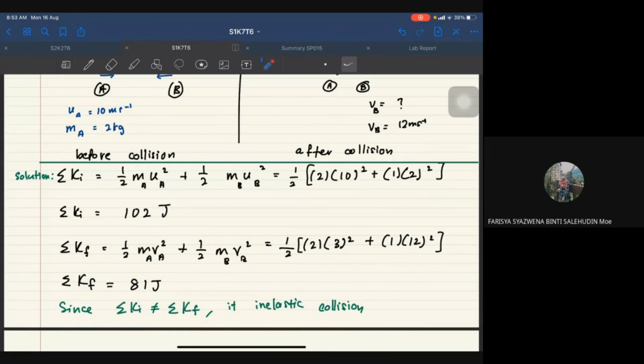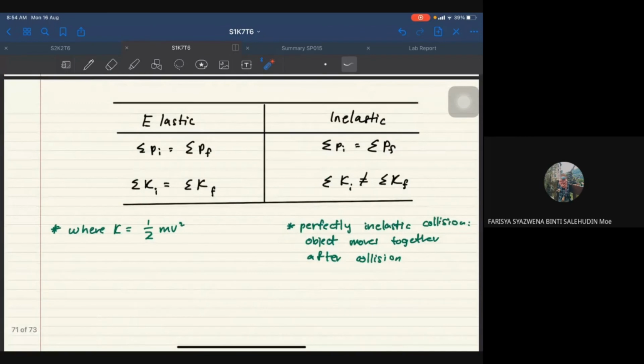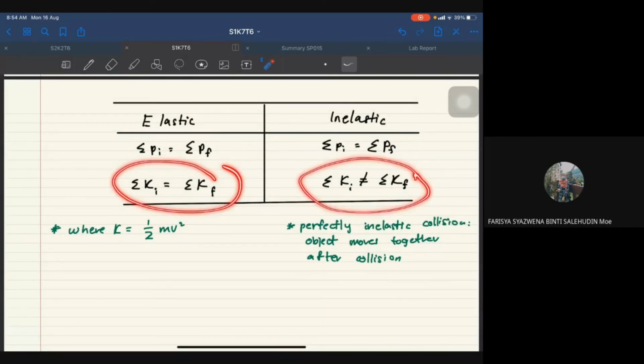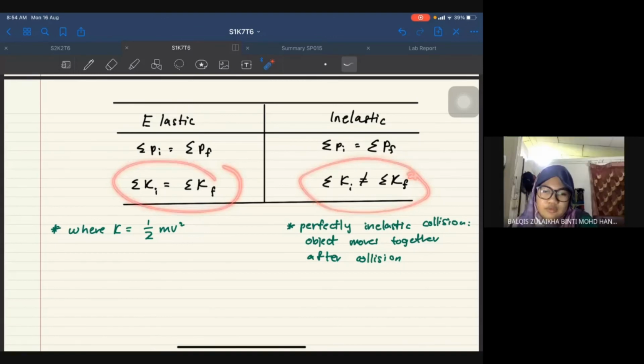And then the important thing here is that, ingat saya ulang balik, elastic or inelastic has nothing to do with the condition whether the object stick together or tak stick together. Tak ada kena-mengena. The only way to determine the elastic or inelastic is due to the kinetic energy, whether they conserve or not. Itu je. Which is going back to here lah. This is the most important part. Okay, understand? Yes, sir. Alright, good, very good.